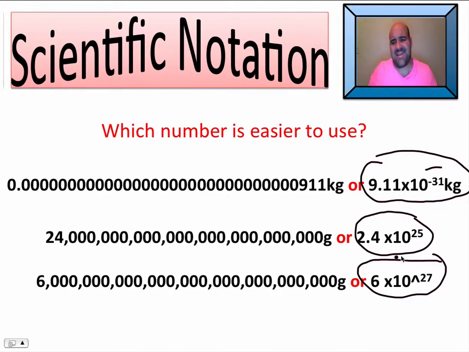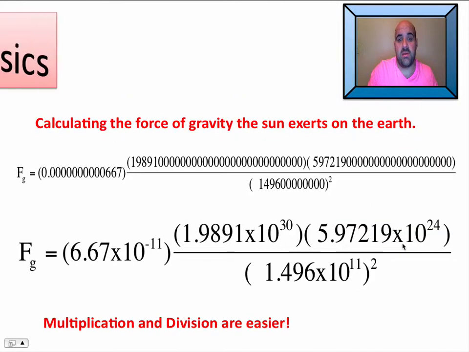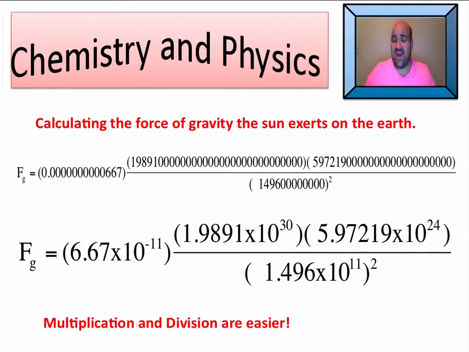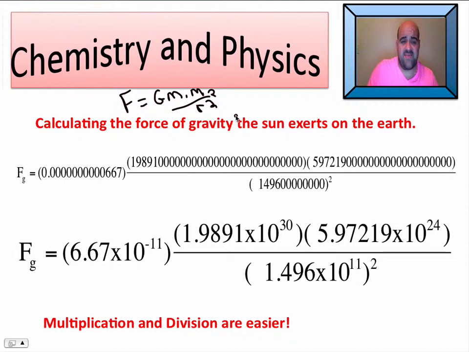So we can already see that scientific notation is going to be more convenient and easier whenever we're dealing with very large or very small numbers. And if you're ever doing calculations with these numbers, not only do you have to write these numbers out, you have to actually multiply and divide them together in a calculator. So this is a really simple equation in physics. This is Newton's law of universal gravitation. F equals G m1 m2 over r squared. Very simple law. You learn about this in physical science and physics.